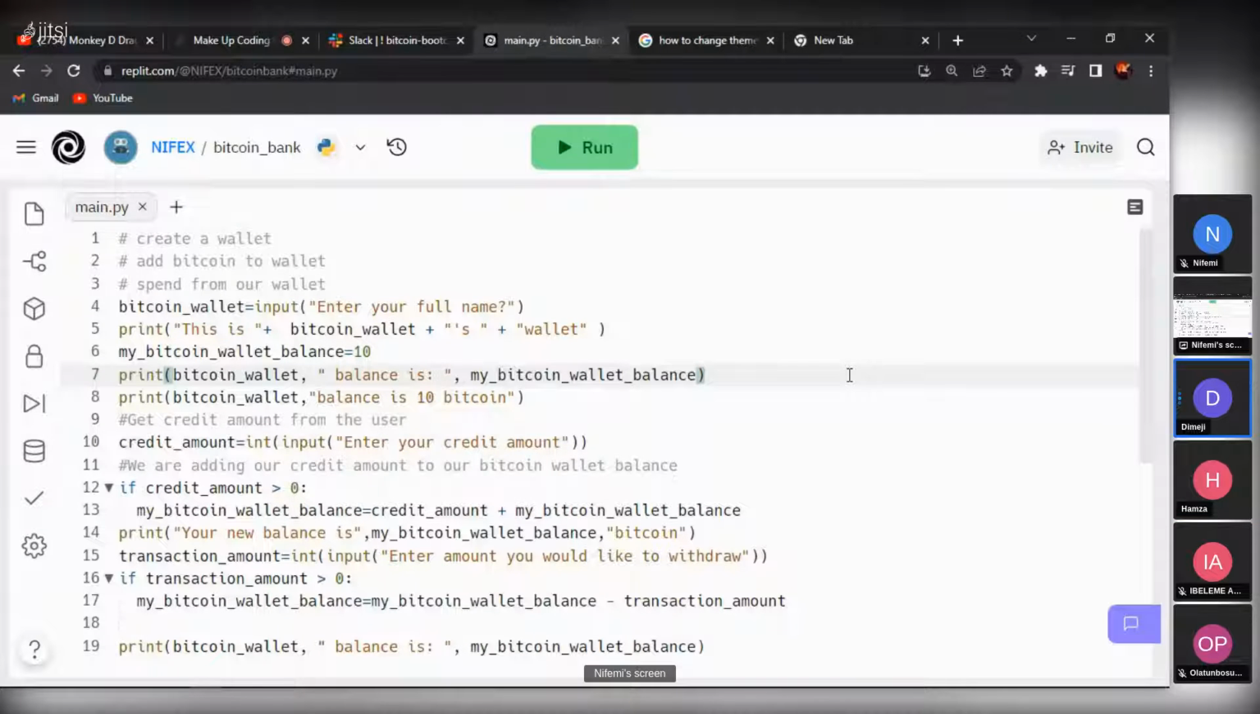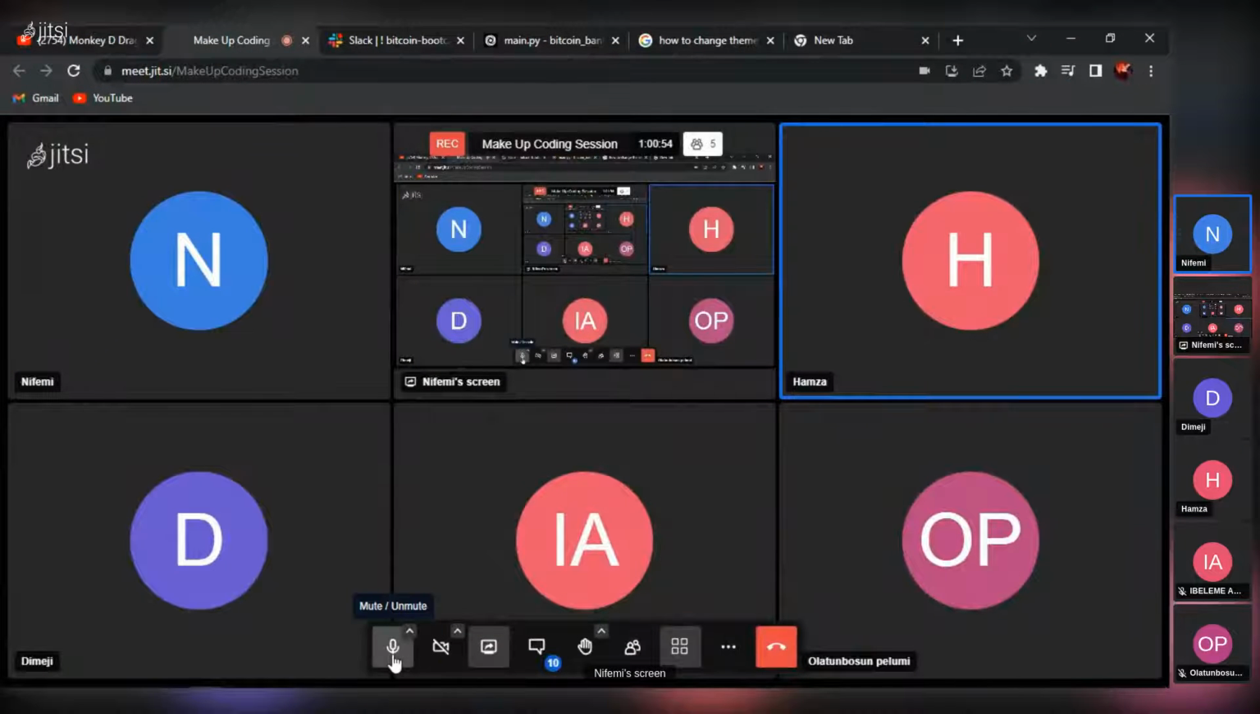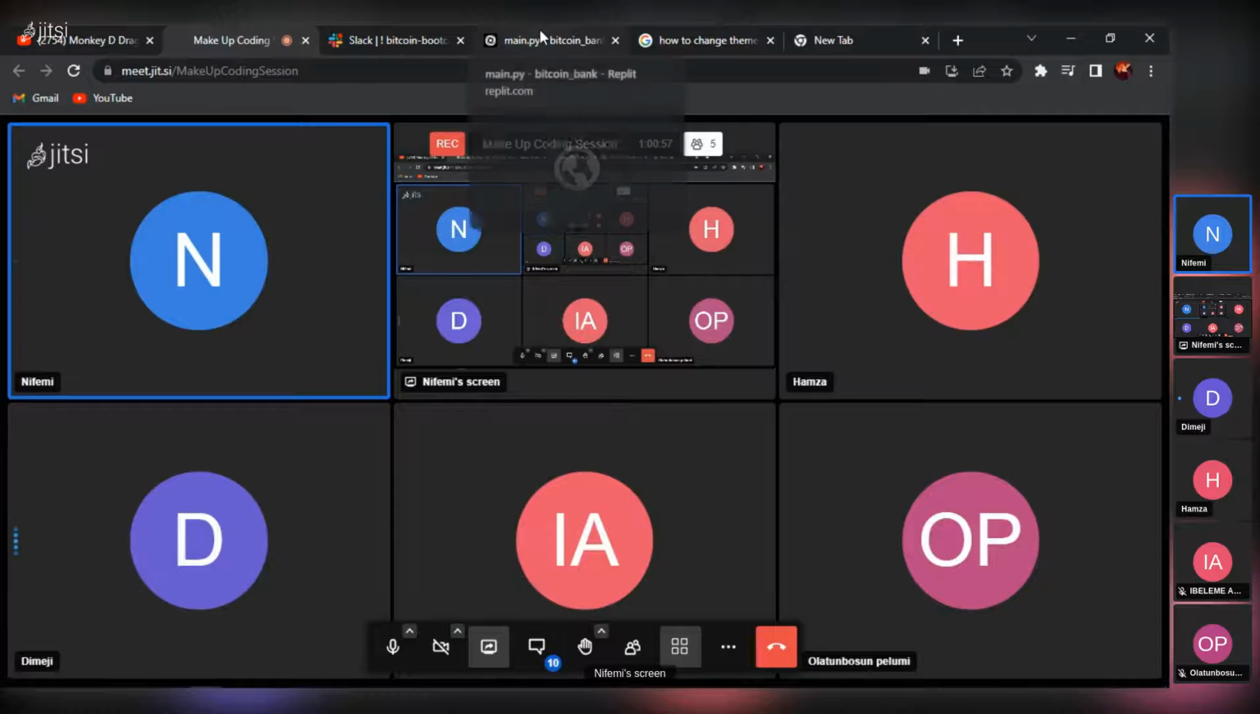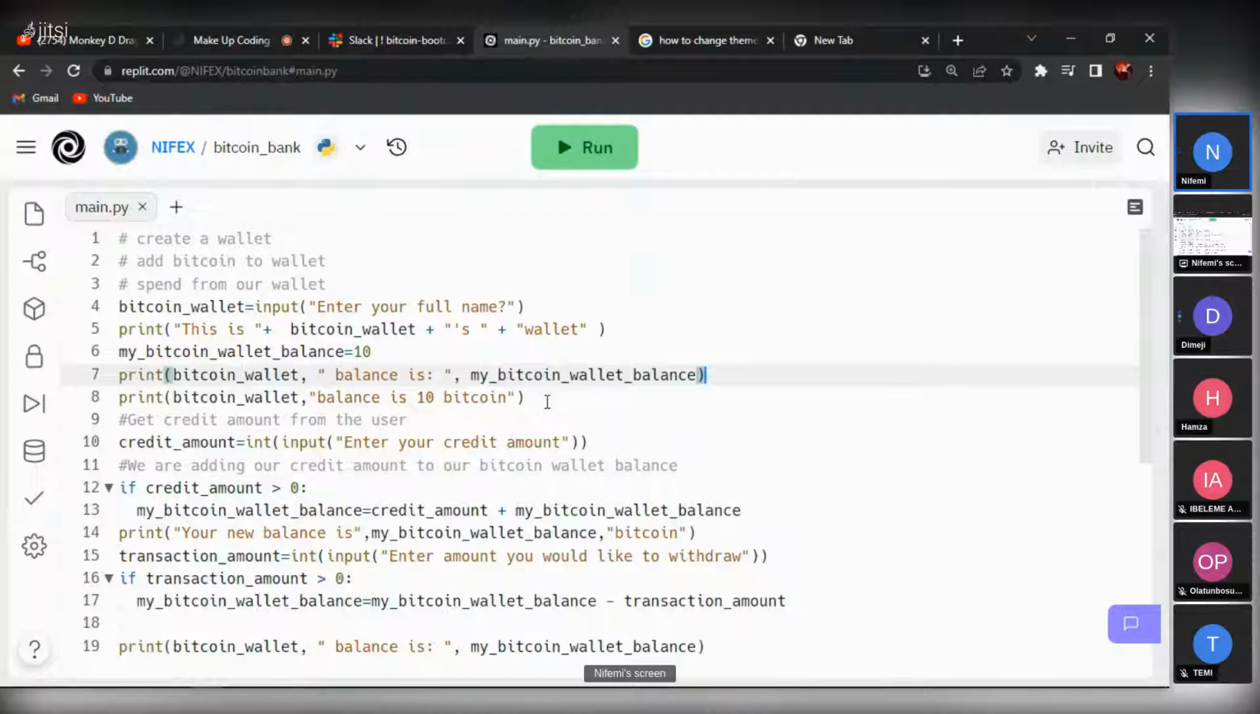You can remove line 8, please. Nifemi, remove line 8. Line 8 and line 7 are doing the same thing. But line 8 is hard coded, so that's why I said you should remove line 8.